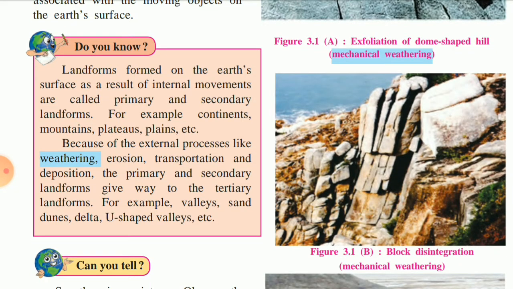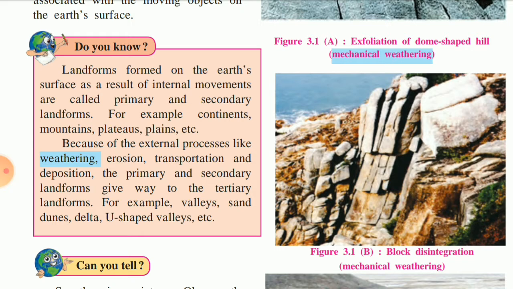Do you know? Landforms formed on the earth's surface as a result of internal movements are called primary and secondary landforms. Because of internal movement, they are considered primary and secondary landforms. For example, continents, mountains, plateaus, plains are formed because of internal movements. In the previous chapter, we have studied that.